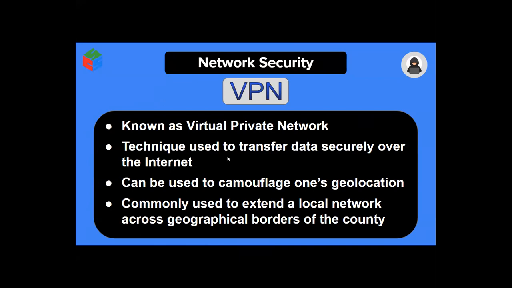For example, if you are at a Starbucks or something, any hacker who knows their way around systems might be able to intercept some of your data. A VPN is used to camouflage the geolocation. The main thing is it also extends the local network across geographical borders. And in terms of the Starbucks scenario, it encrypts the data, so it tunnels through the public network. That way anybody else who tries to intercept anything won't be able to read it.